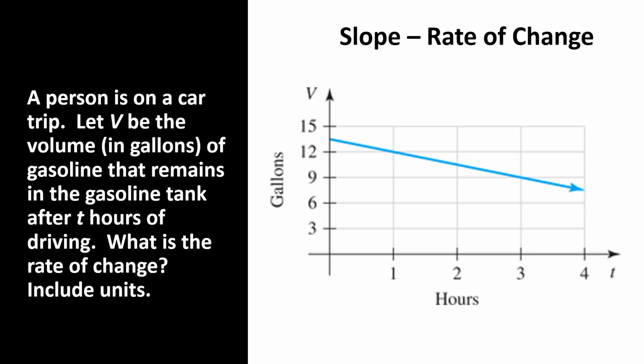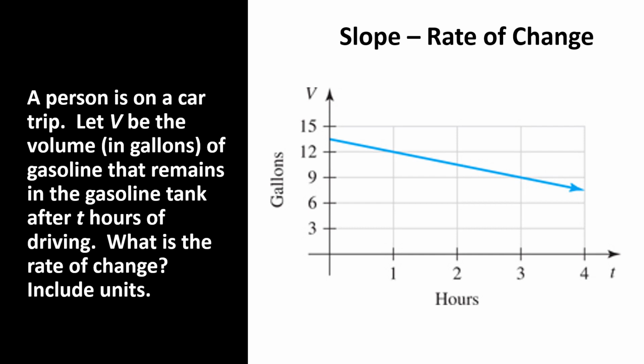A person is on a car trip. Let V be the volume, measured in gallons, of the gasoline that remains in the gasoline tank after T hours of driving. What is the rate of change? Include units. And here we have a graph for this situation. Clearly this is a negative slope. As x is increasing, y is decreasing. But we want to know by how much. We want to be more precise. And slope will tell us that.